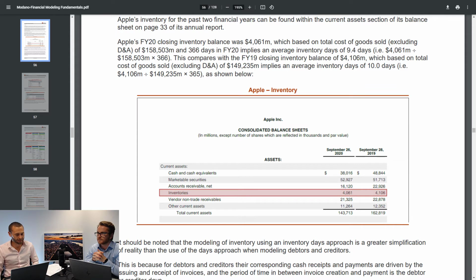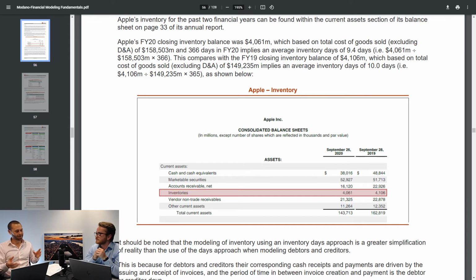If you then calculate inventory days, you take the inventory of 4061 at the end of FY20, divide it by their cost of goods sold excluding D&A of 158, and multiply it by 366 days because it was a leap year, and you get inventory days for 2020 of 9.4 days. If you do the same for 2019, you get the 4106. I thought this was hilariously confusing. 4106 and 4061. Yeah, it is. The 4106 for 2019, based on cost of goods sold excluding D&A of 149,235, is about 10 days. Now, Apple are either heroic with their inventory management, or we've simplified it down to the point where it's not quite accurate.